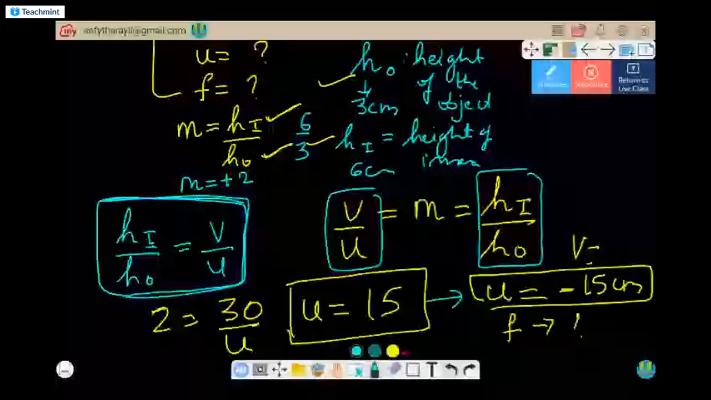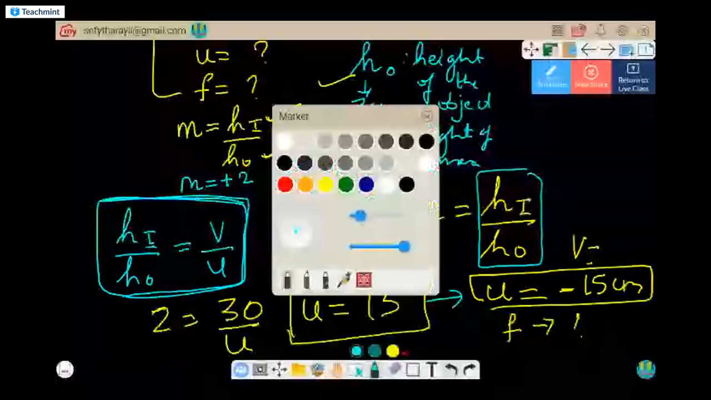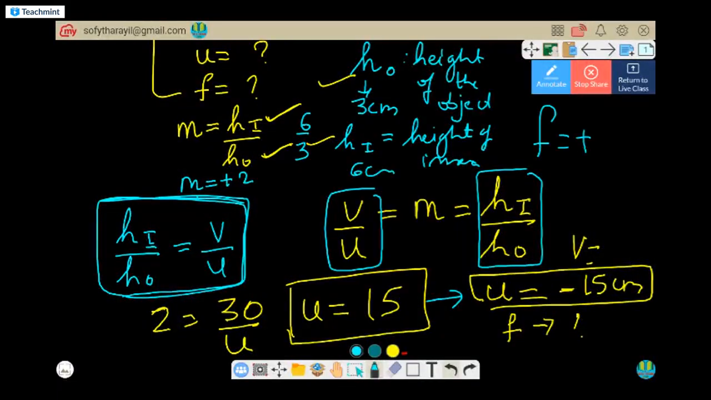Yes, what's the value of focal length? Positive 10. Correct. It is positive 10.